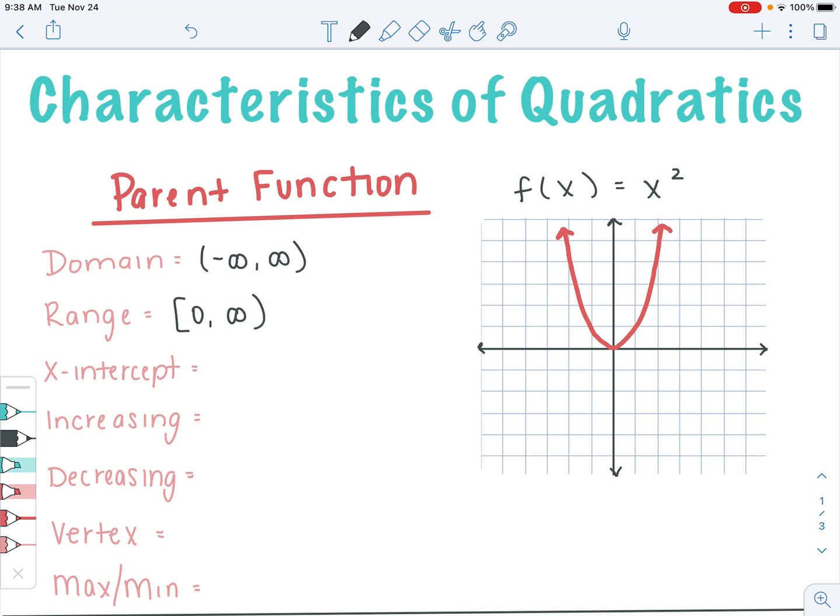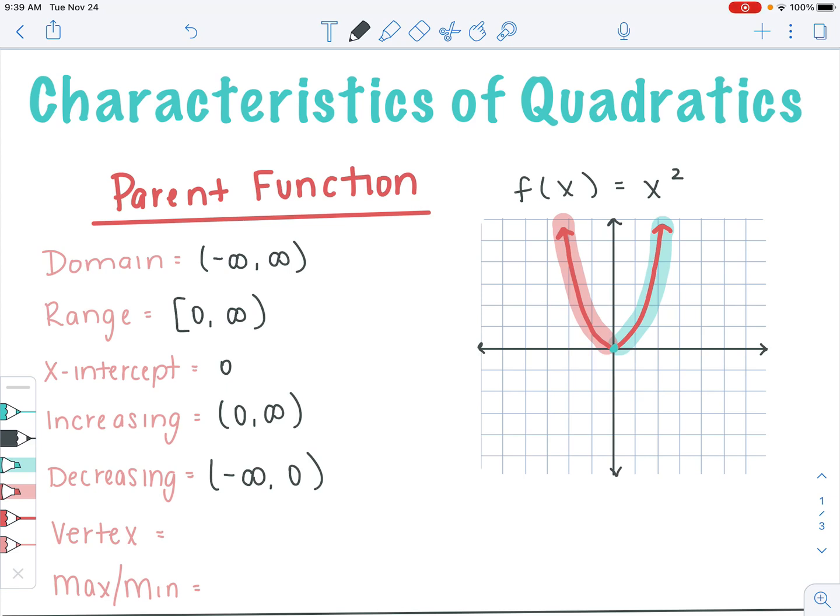My x-intercept is where I touch or cross the x-axis. When I write my x-intercept, I'm just going to use the x value there. So my x-intercept is at 0. I'm increasing everywhere that my function is going up, so I'm increasing from 0 to infinity. I'm decreasing everywhere my function is going down, so I'm decreasing from negative infinity to 0.